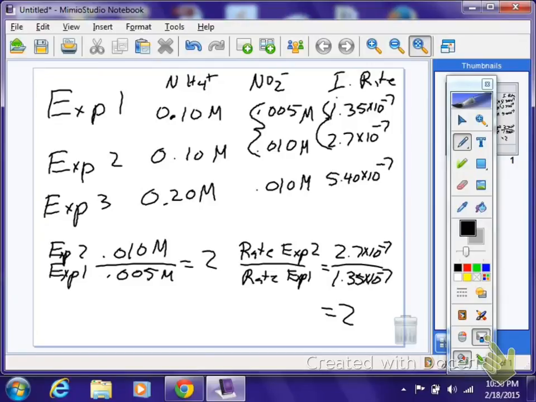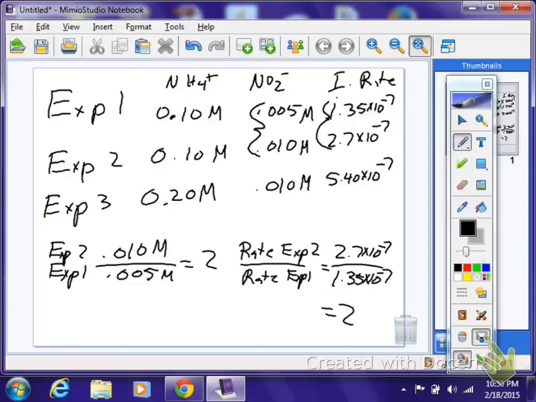Now remember, the scenario I told you about yesterday: if there was no change in the rate, and we don't have an example of that here, that would be considered an order of 0. So we know the order of NO2- is going to be 1. And on the next page, we'll talk about how you plug that into the rate law.